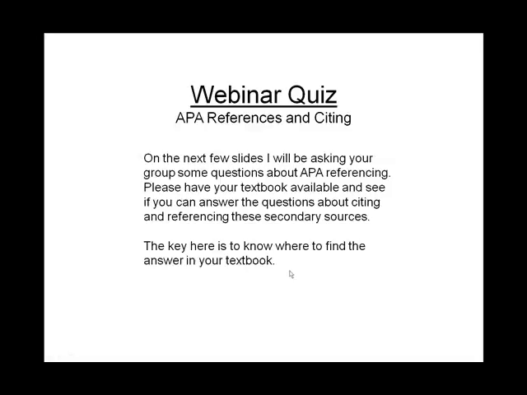And you may want to pause the video, go get your Sommer and Hacker textbook, and open it up to the APA section in the back of the textbook. And I'm going to ask you a few questions, and then you can pause the video, see if you can figure out the answer, and then you can start the video and I'll give you the answer.